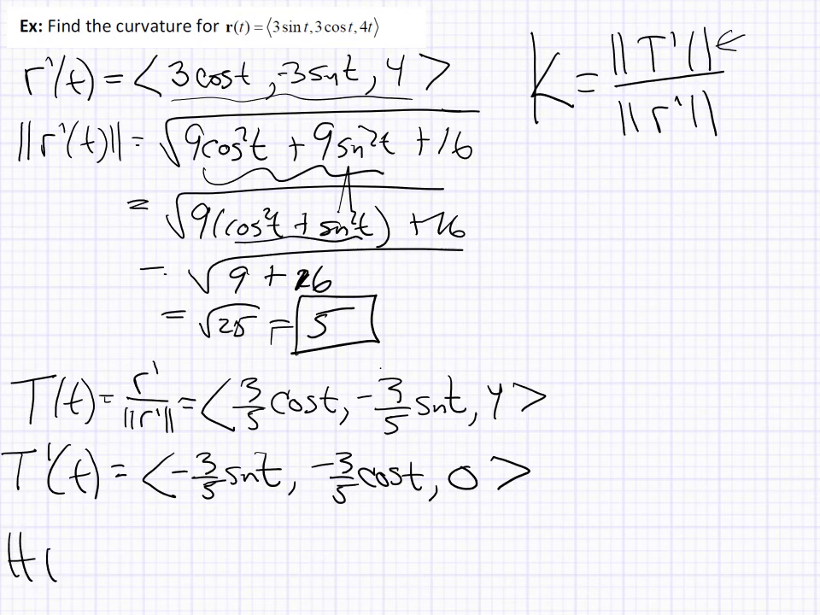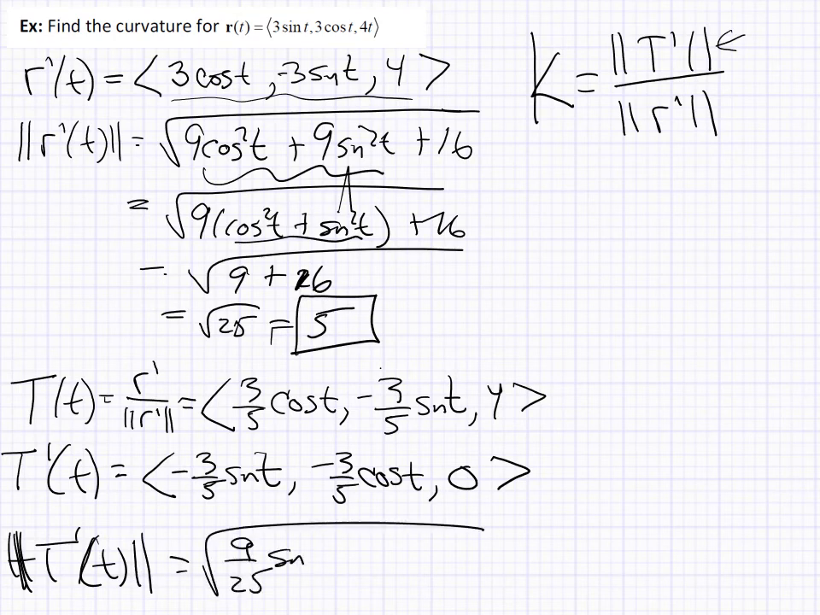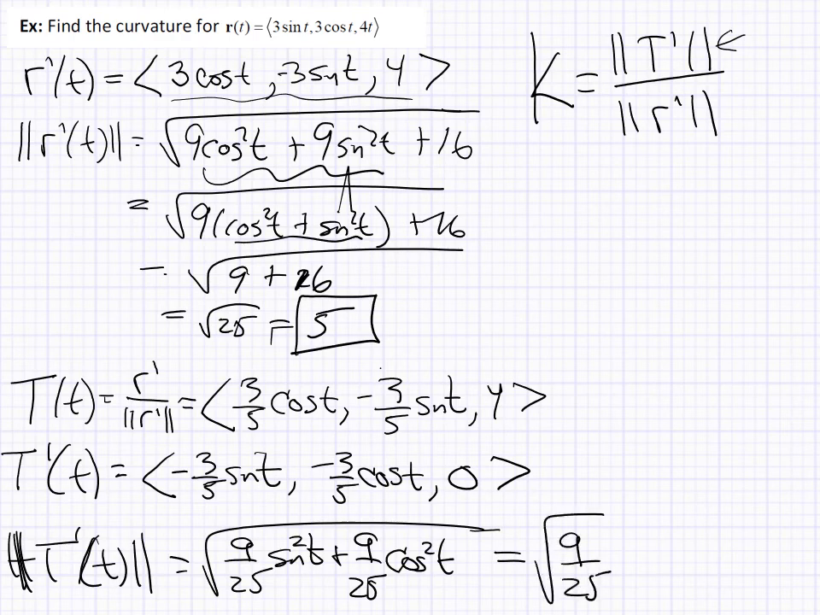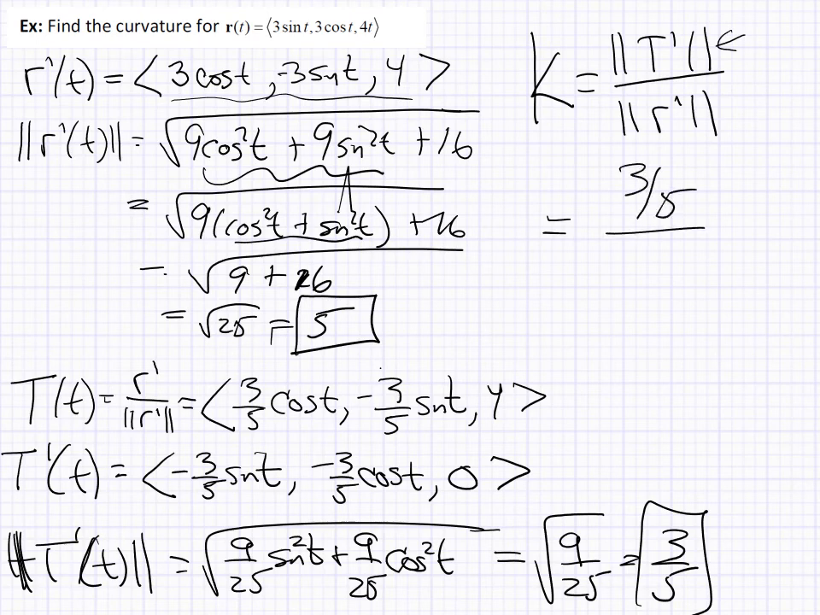And then we need the magnitude of T prime, which would be the square root of 9 over 25 sine squared t, plus 9 over 25 cosine squared t, plus 0 squared, so just this. Factor out the 9 over 25. You get sine squared plus cosine squared, which is 1, so we get the square root of 9 over 25, which is 3/5. Okay? So then our curvature would be 3/5 over 5, so 3 over 25.